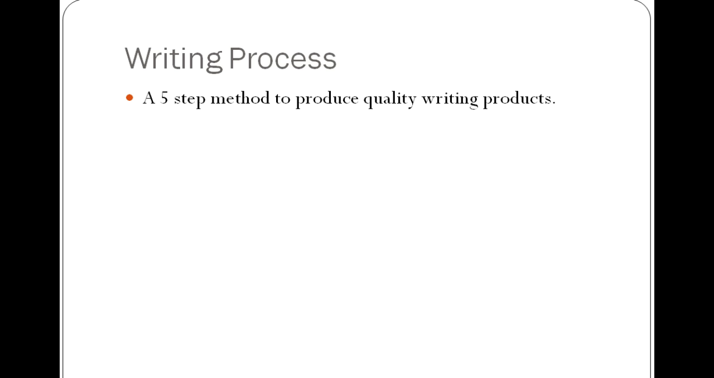The writing process. It's a 5-step method used to produce quality writing products. It has pre-writing, drafting, revising, editing, and publishing. Those are the 5 steps of the writing process. Today we're focusing mostly on pre-writing. This is the step where you plan out your project.